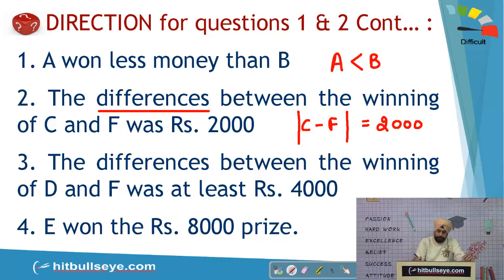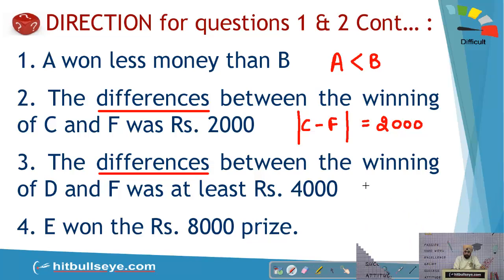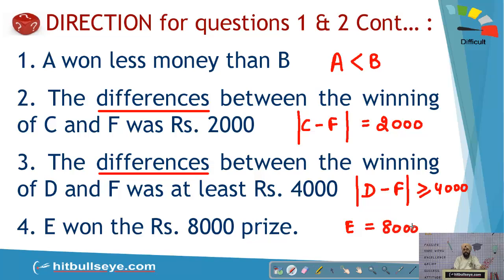The next it says, again the word important is difference. The difference between D and F was at least 4,000. So that means D and F have a difference of more than or equal to 4,000. Right? And finally E won rupees 8,000. So this is the information given to us. Now with the help of this we'll try to crack the questions given therein.